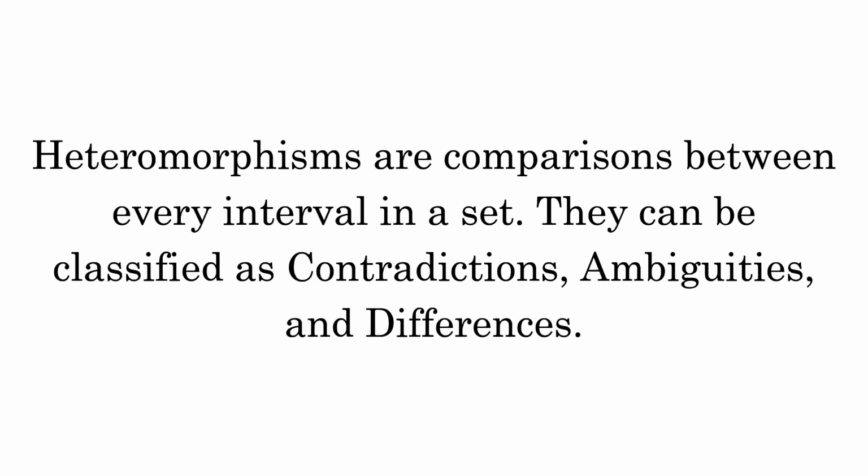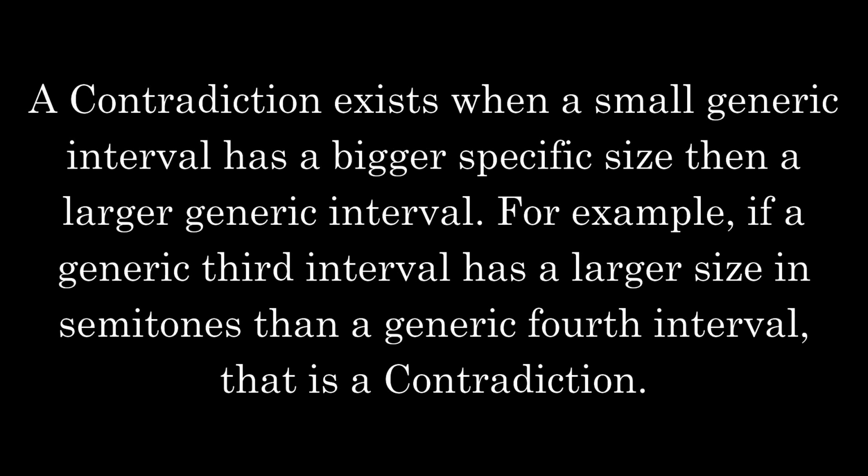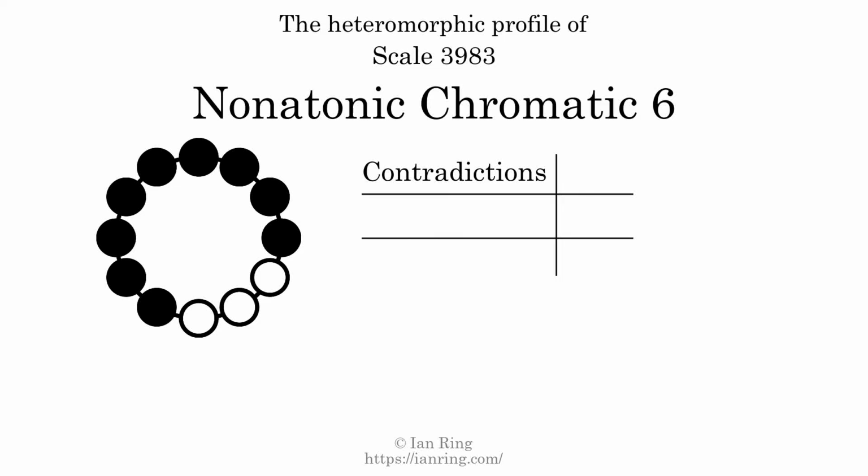Heteromorphisms are comparisons between every interval in a set. They can be classified as contradictions, ambiguities, and differences. A contradiction exists when a small generic interval has a bigger specific size than a larger generic interval. For example, if a generic third interval has a larger size in semitones than a generic fourth interval, that is a contradiction. The number of contradictions in this scale is 140.